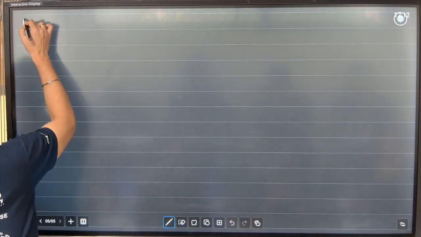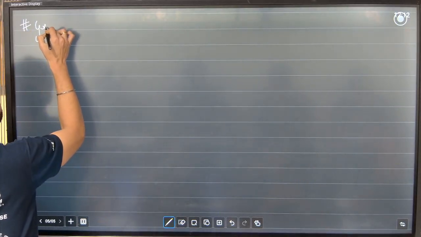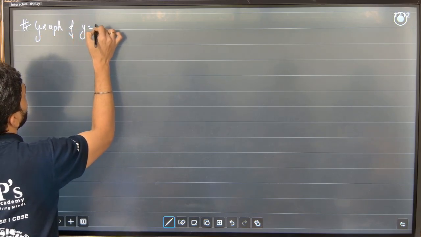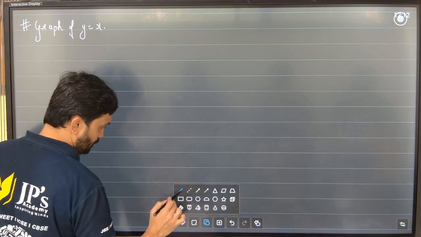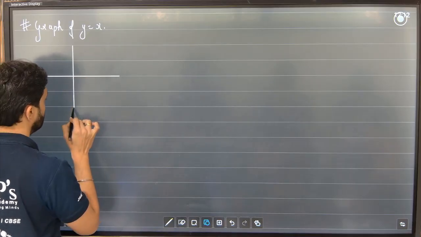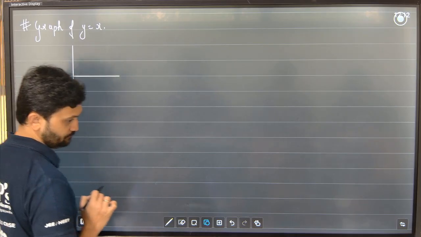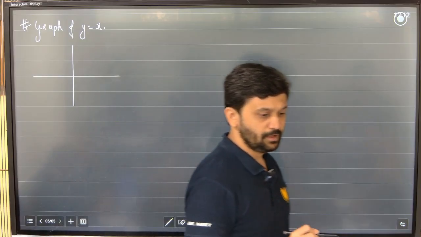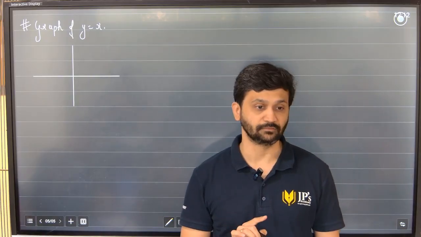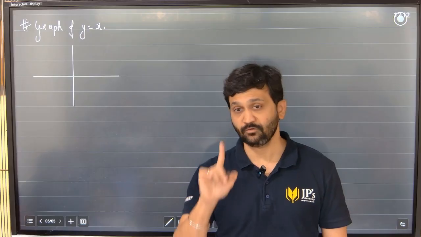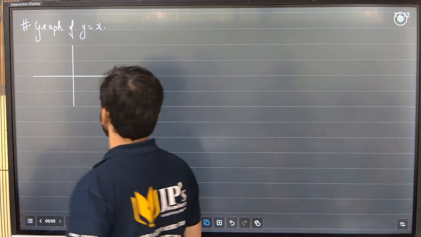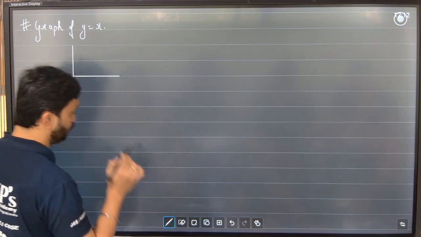Now, we start with the graph of y is equal to x. Now, when I am plotting the graph of y is equal to x, there are certain things that I need to understand. First of all, if x is positive, y is positive. If x is negative, y is negative. x positive, y positive: first quadrant. x negative, y negative: third quadrant. And if x is zero, then y will also be zero.